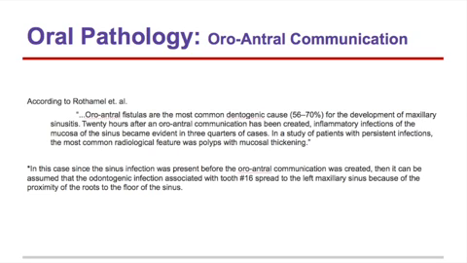In a study of patients with persistent infections, the most common radiological feature was polyps with mucosal thickening. In this case, since the sinus infection was present before the oral antral communication was created, then it can be assumed that the odontogenic infection associated with tooth number 16 spread to the left maxillary sinus because of the proximity of the roots to the floor of the sinus.